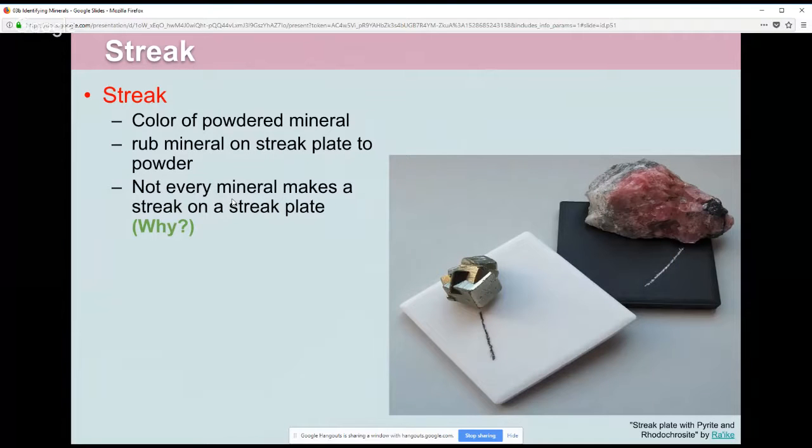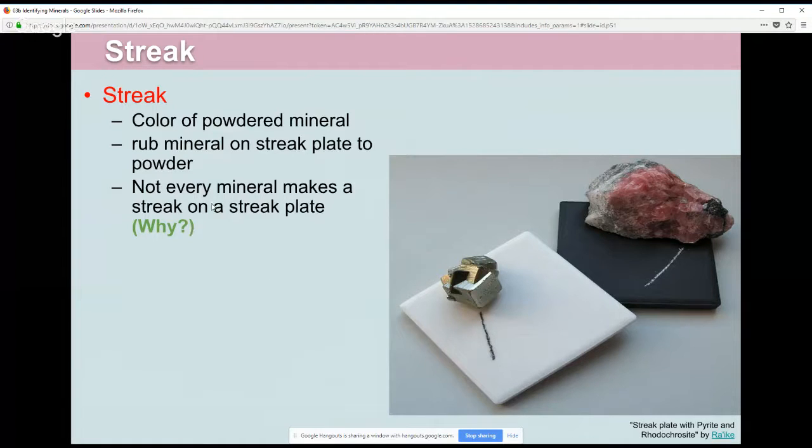Streak is a little bit more indicative of a mineral's true color. It's basically the color of the powdered mineral. You get these ceramic plates, which are fairly hard, and we'll talk about hardness in a second. You try to powder the mineral on the plates, and you see what kind of color you get. Most of the traditional streak plates are white. And here's a piece of pyrite streaked across this white streak plate. You see it's kind of a greenish black color.